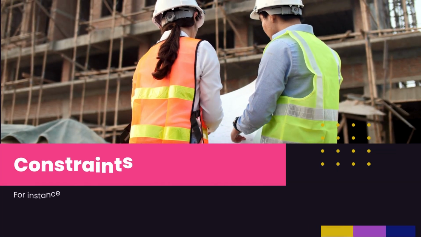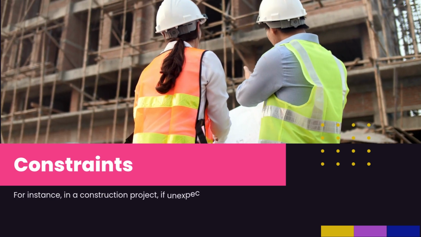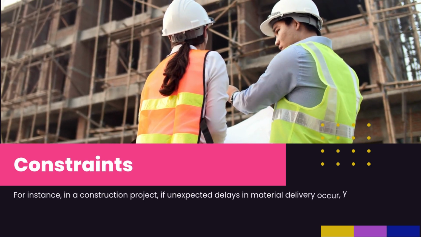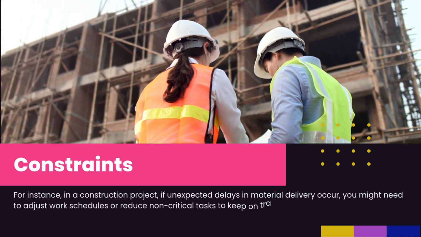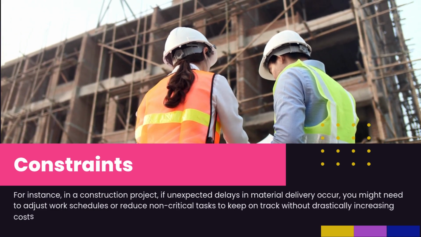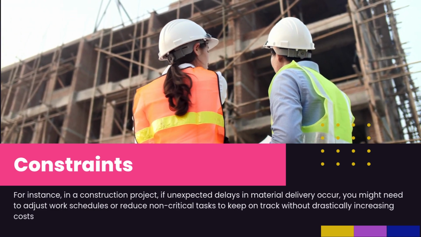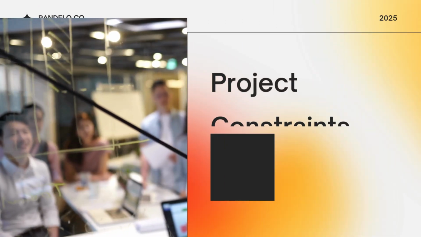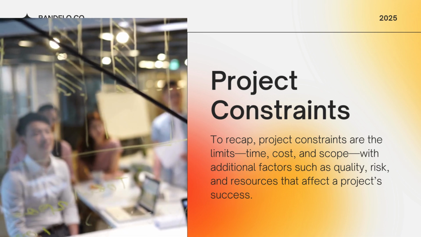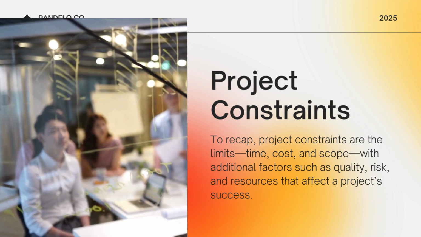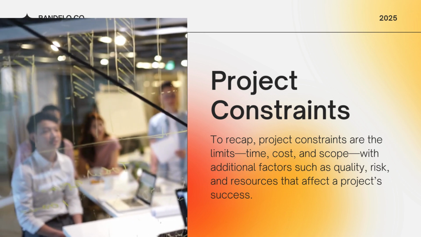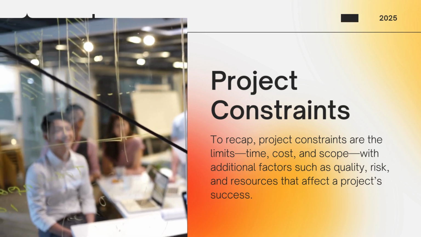For instance, in a construction project, if unexpected delays in material delivery occur, you might need to adjust work schedules or reduce non-critical tasks to keep on track without drastically increasing costs. To recap, project constraints are the limits: time, cost, and scope, with additional factors such as quality, risk, and resources that affect a project's success.